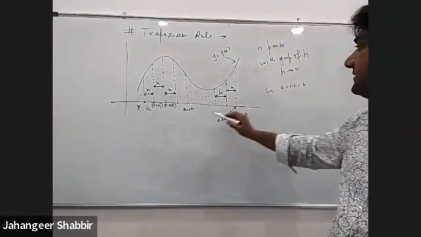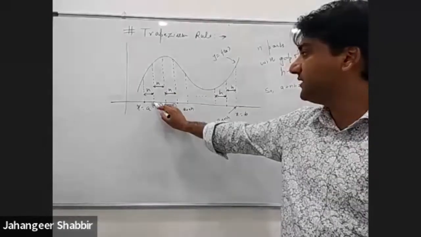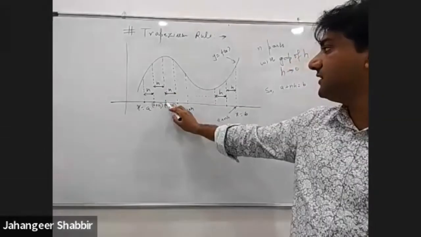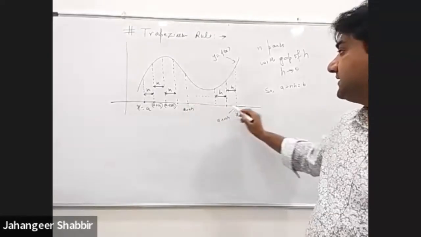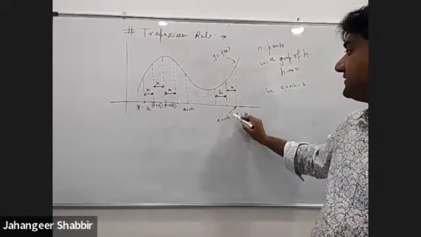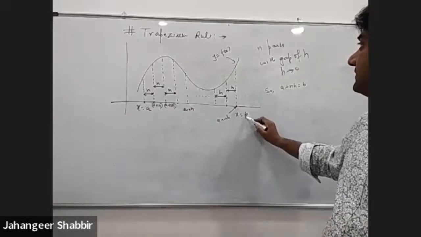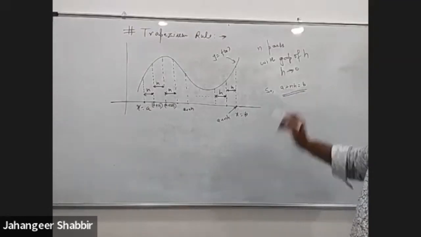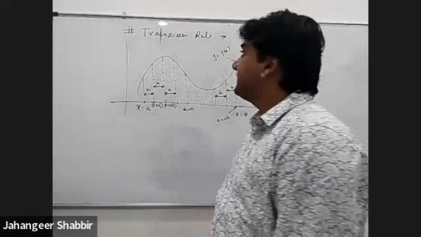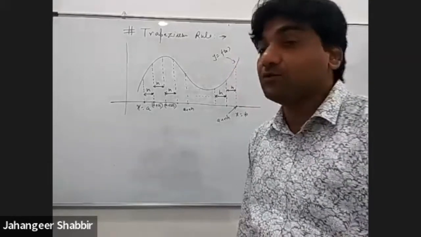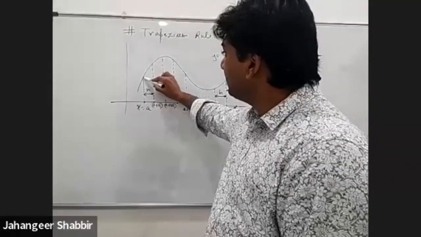Suppose we have n parts. So this is first cut a plus h, second cut a plus 2h, third a plus 3h, fourth a plus 4h. So last will be a plus nh, and the last point was b. So I can say a plus nh equals b, right? So that's the first statement.